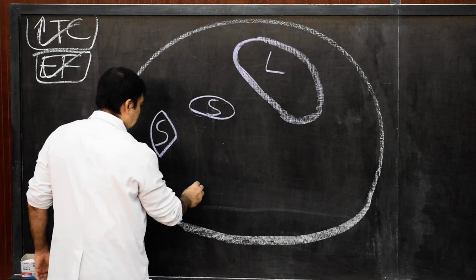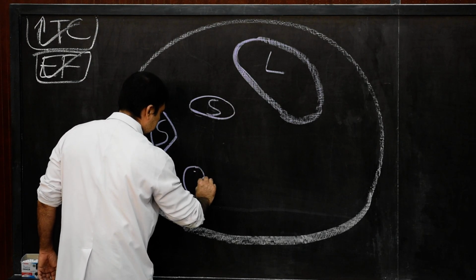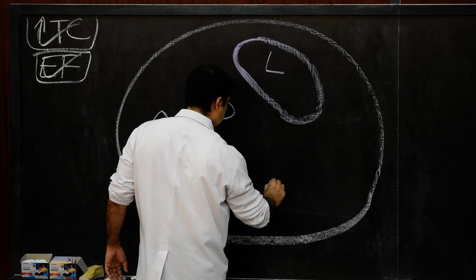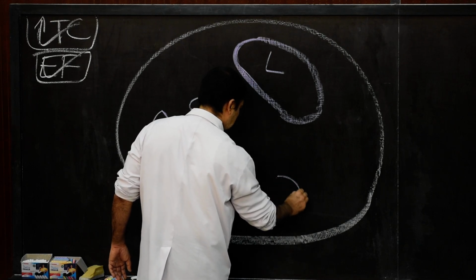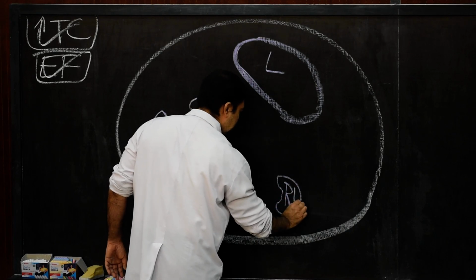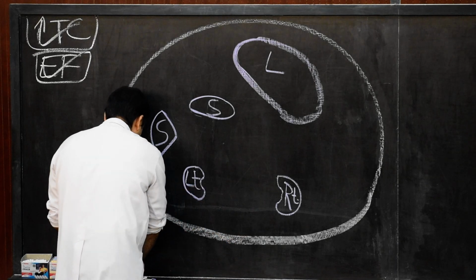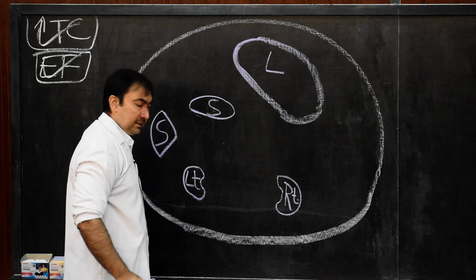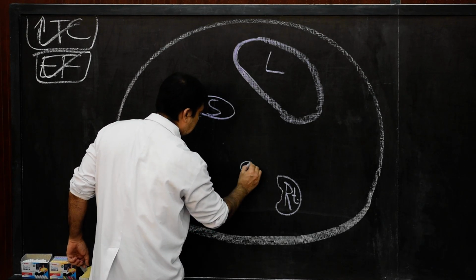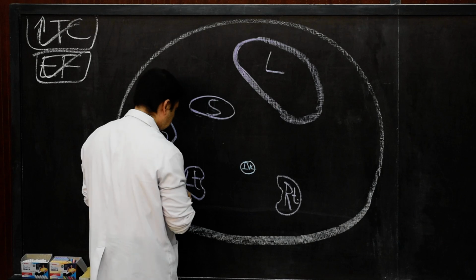And then we are going to draw in the posterior abdominal wall the left and right kidney. So therefore here we are going to show this as the left kidney, and over here we are going to show this as the right kidney. Now we are going to show the inferior vena cava slightly on the right side.